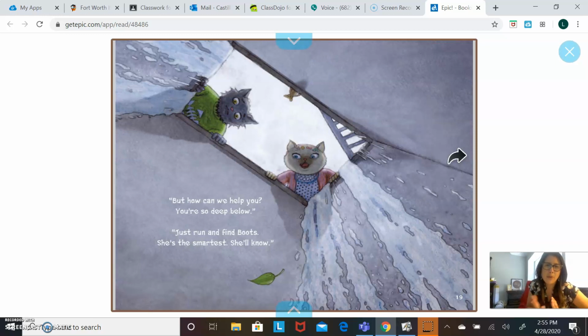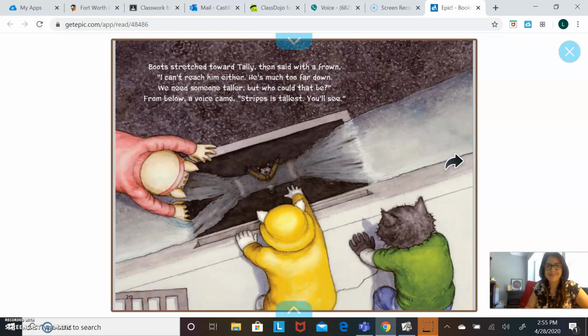"But how can we help you? You're so deep below." "Just run and find Boots. She's the smartest. She'll know." Boots stretched toward Tally, then said with a frown, "I can't reach him either. He's much too far down. We need someone taller. But who could that be?"